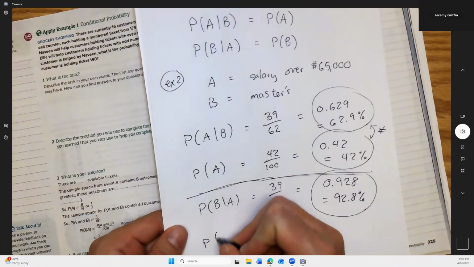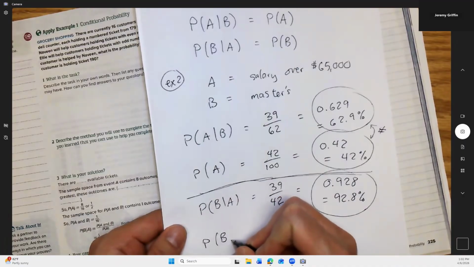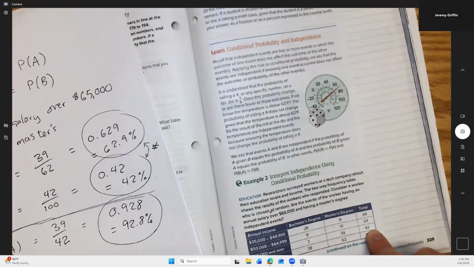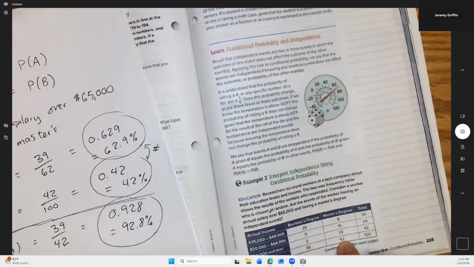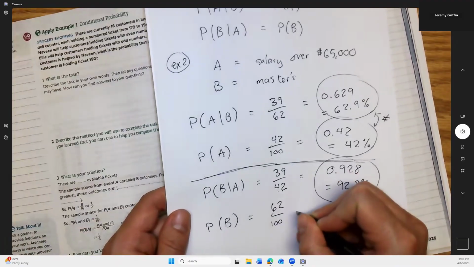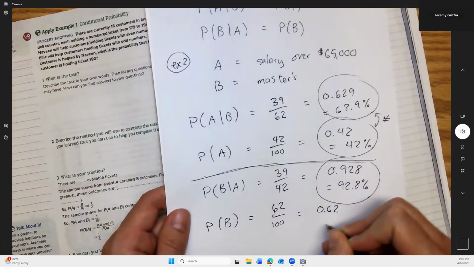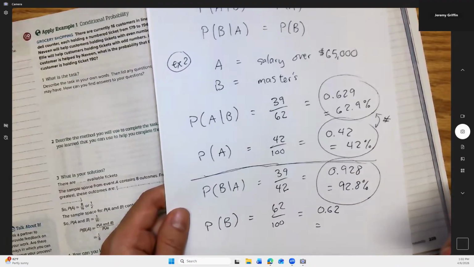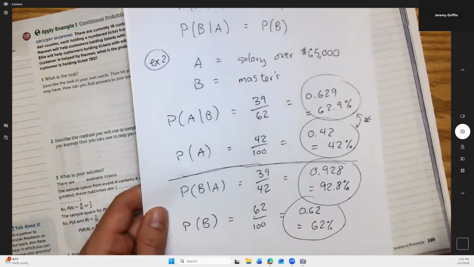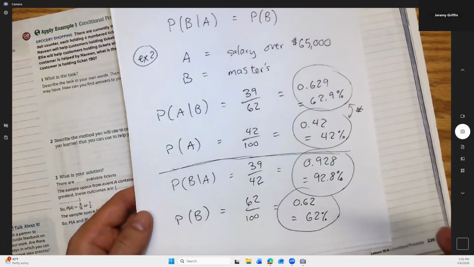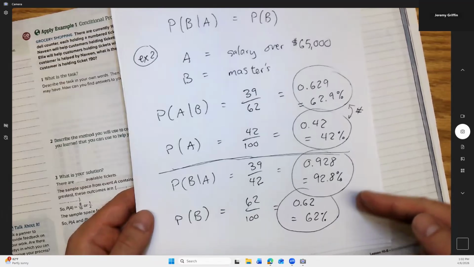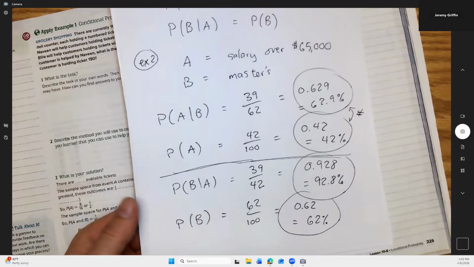Okay. Well, what's the probability of simply having a master's degree? There's 42 of these. No, sorry, that's not right. Sorry, there's 62 people with master's out of 100. Okay, so 62 out of 100, or 0.62, or 62%. Okay. So the people with master's at the company account for 62% of the employees, but over 90% of the high salaries. There you go.